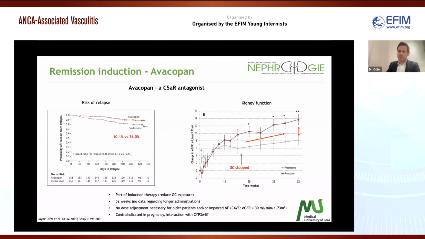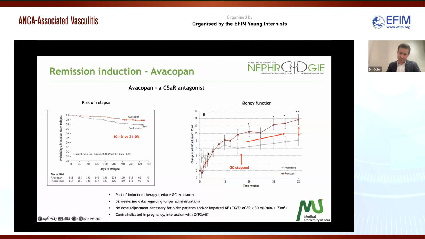What is avacopan? Avacopan is a C5a receptor antagonist, and if you think back on the complex pathophysiology that I mentioned at the beginning, then you now understand why I mentioned that the complement system is quite important in the treatment of ANCA-associated vasculitis. Avacopan has been tested in the ADVOCATE trial. The ADVOCATE trial was published in 2022 in the New England Journal of Medicine, and showed that patients who received avacopan had a lower risk of relapse as compared to the patients who received standard of care treatment.